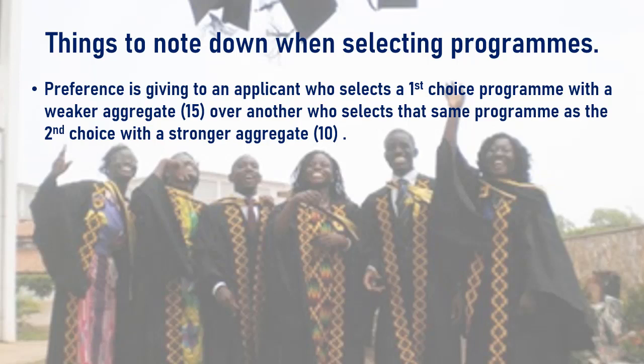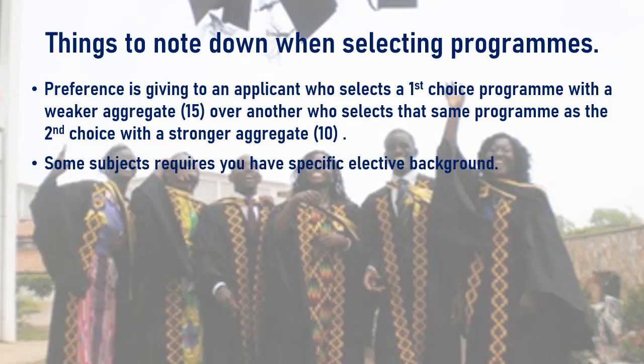Preference is given to an applicant who selects a first choice program with a weaker aggregate such as aggregate 15 over another who selects the same program as the second choice with a stronger aggregate such as aggregate 10. So what this means is that the one with aggregate 15 will be selected ahead of the one who has aggregate 10.